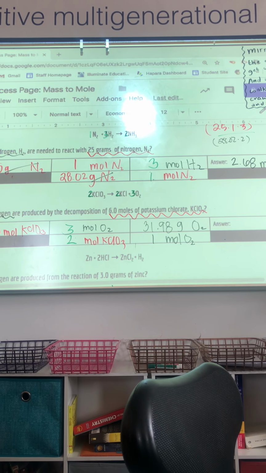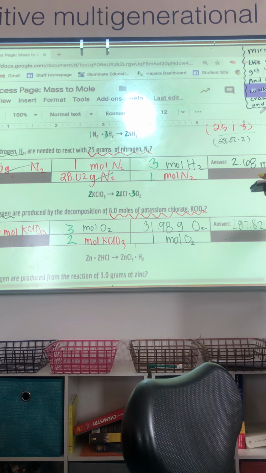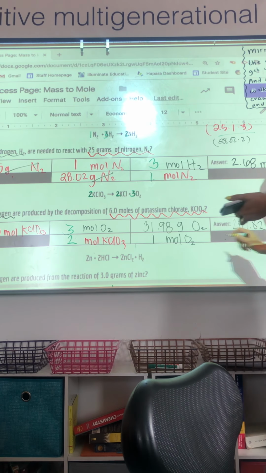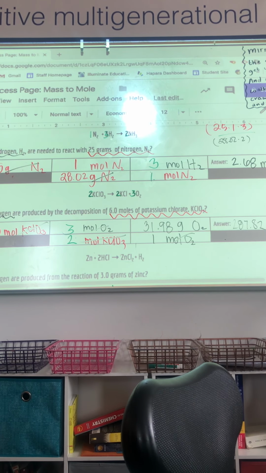All right. So, walk me through what I should be putting in the calculator right now. 6 times 3, times 31.98, divided by 2. So what's my full answer? I get 287.82, but I don't like naked numbers, so what unit? Grams of O2. Beautiful. Moles of O2, moles of KClO3.